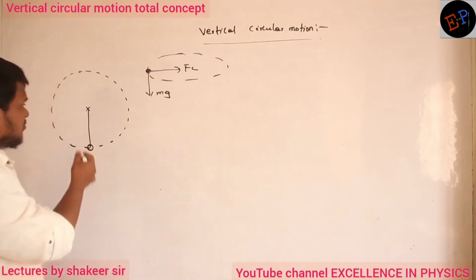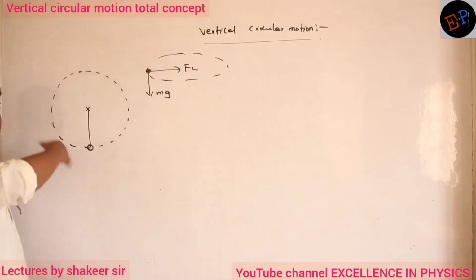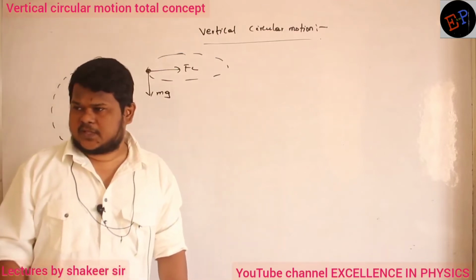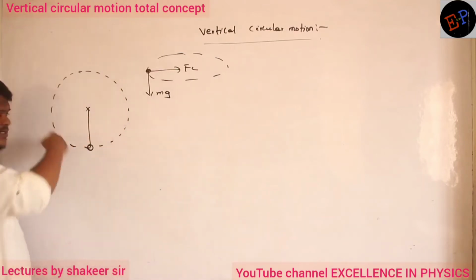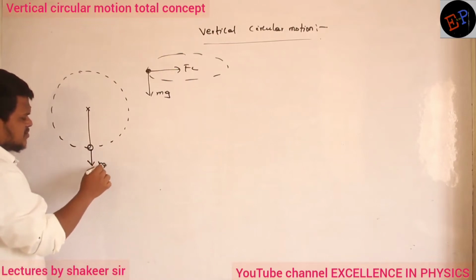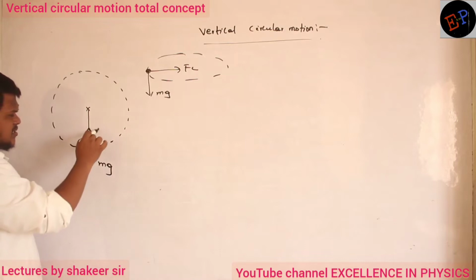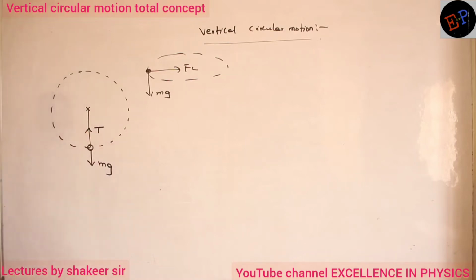But here in the case of a vertical circle, when bodies are moving in a vertical circle, definitely weight of the body plays an important role. Are you able to understand? Because in a vertical circle, weight mg is acting in this direction. Weight of the bob mg is acting in downwards direction, and tension is acting in upwards direction. So mg and tension are acting in opposite directions.